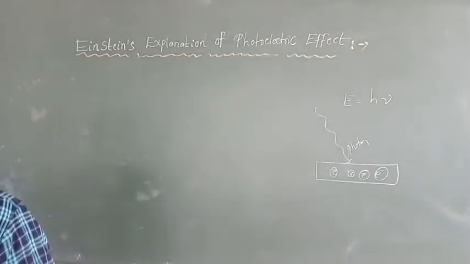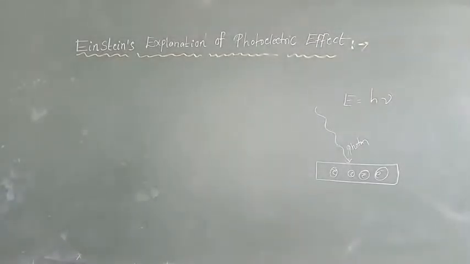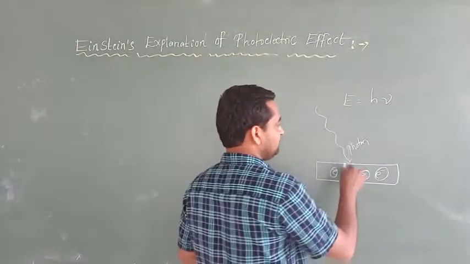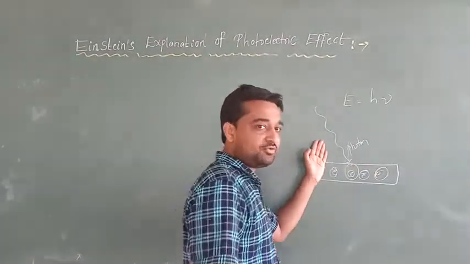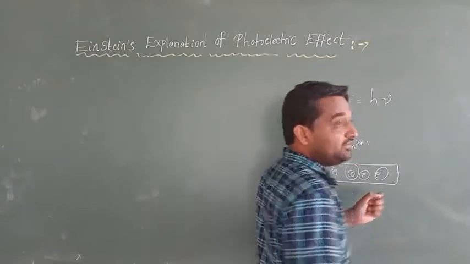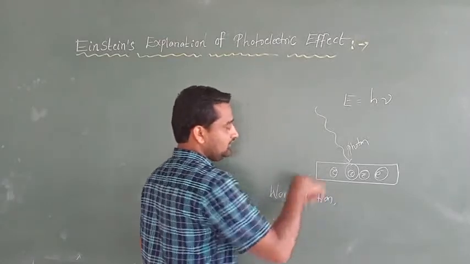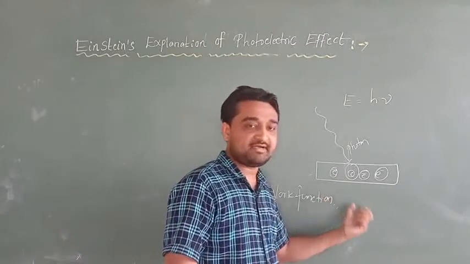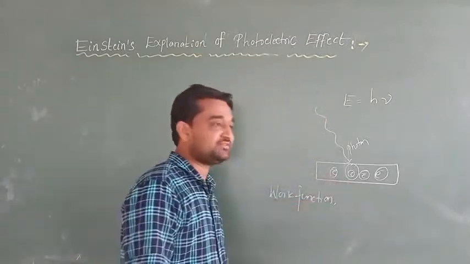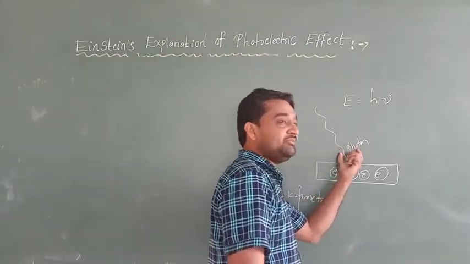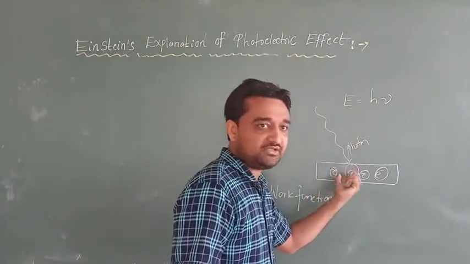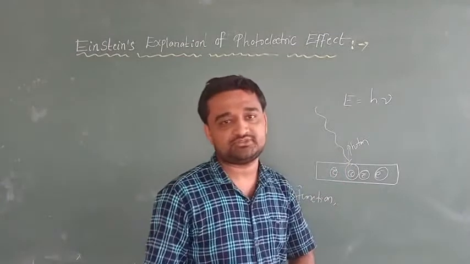So according to Einstein, the photoelectric effect is due to the collision between the photon and the free electron which is present inside the metal. When a photon collides with the electron, the energy of the photon is transferred to the electron. And then the work function. What is work function? The minimum amount of energy required to liberate the electron from the metal surface is called the work function, right? So there should be a minimum energy of the photon required, that amount of energy required to liberate the electrons from the metal surface.